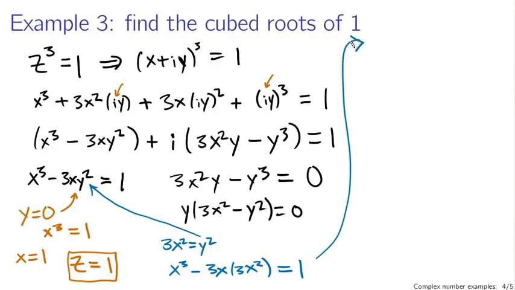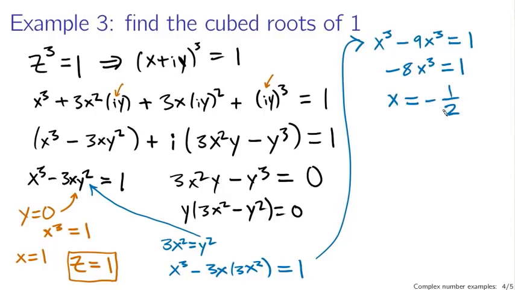Now let's move up here. What does that leave us with? That says x cubed minus 9x cubed equals 1. So minus 8x cubed equals 1. This means x, again being a purely real number, is equal to minus 1/2. Minus 1/2 times minus 1/2 times minus 1/2 times minus 8 is equal to 1. You can check that pretty easily.